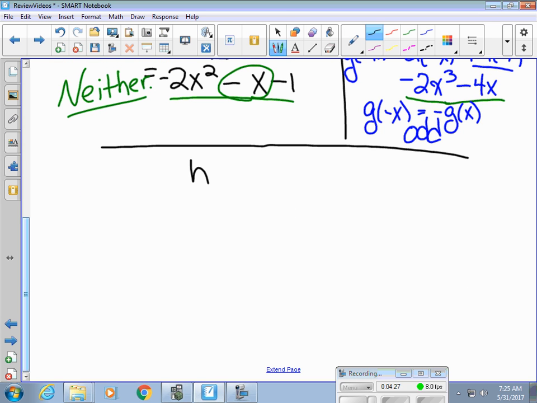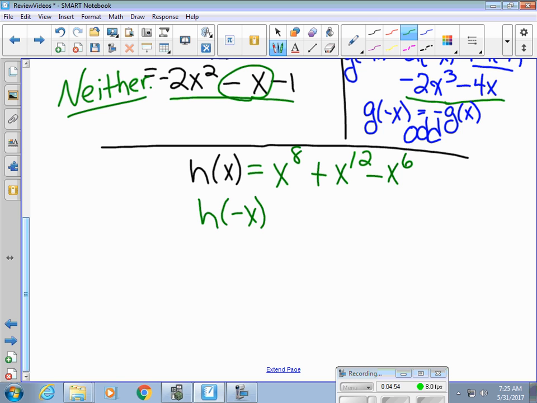But this one is h of x, and h of x is going to be, let's use our green, h of x is going to be x to the 8th plus x to the 12th minus x to the 6th. Okay, so they're all even exponents. Let's see what we get here. We're going to do h of negative x. We're going to substitute negative x in. So I'm going to have negative x raised to the 8th power plus negative x raised to the 12th power minus negative x raised to the 6th power.